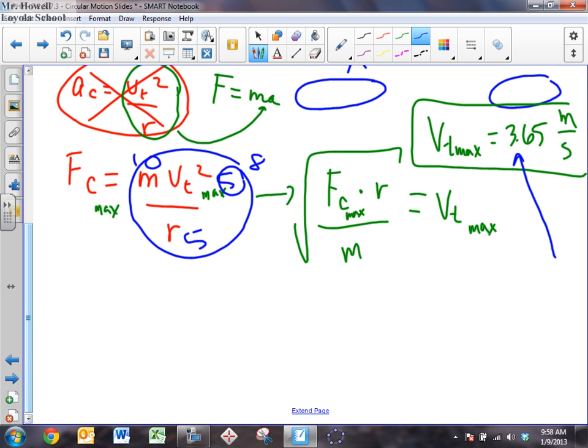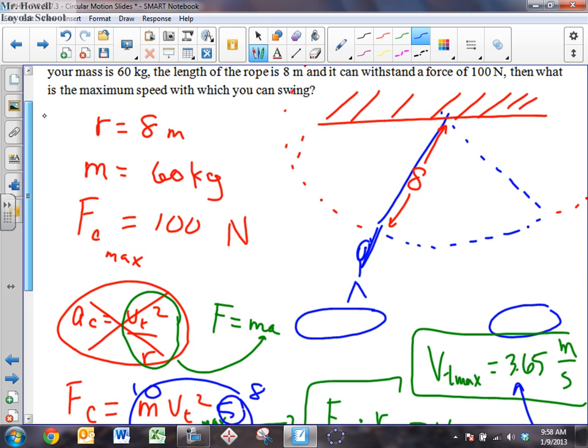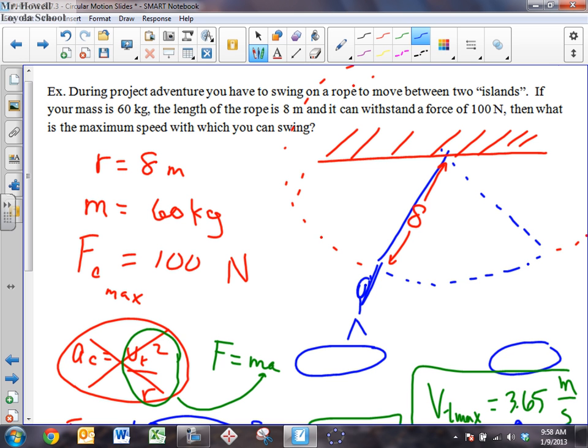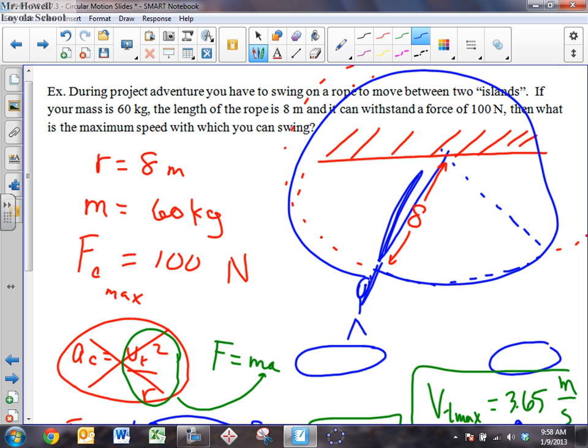Wait, but 8 was what we used for the R, correct? Say again? For the R, the radius. It was 8, and that was the length of the rope. Because we looked at the diagram we drew, and we saw that the length of the rope really represented the radius of the circle. This is really a circle here, and that's like the radius. You said if the speed or the radius is higher than the mass. No, the velocity. Oh, velocity. The velocity exceeds that, okay?